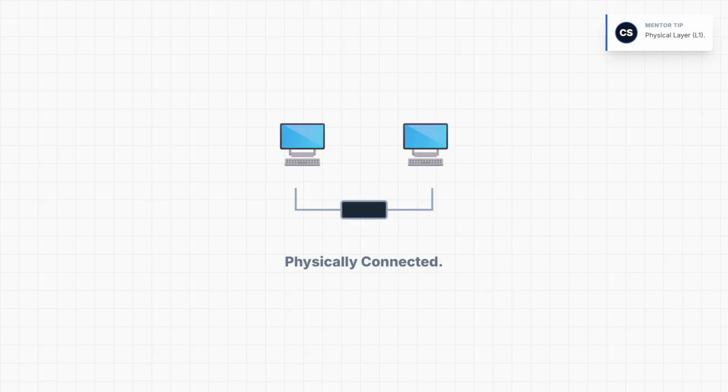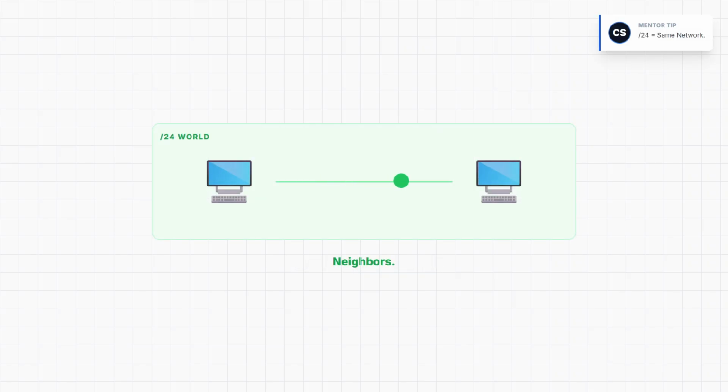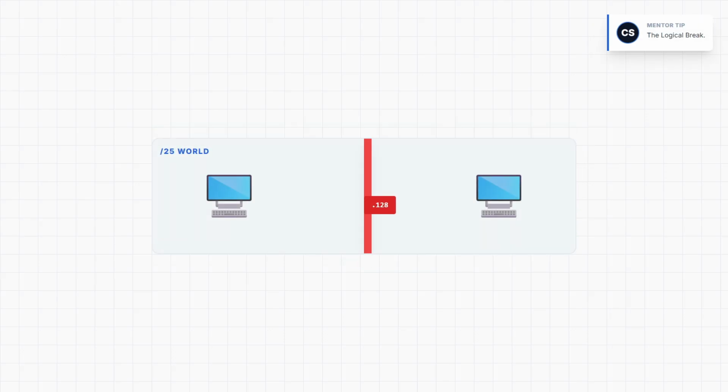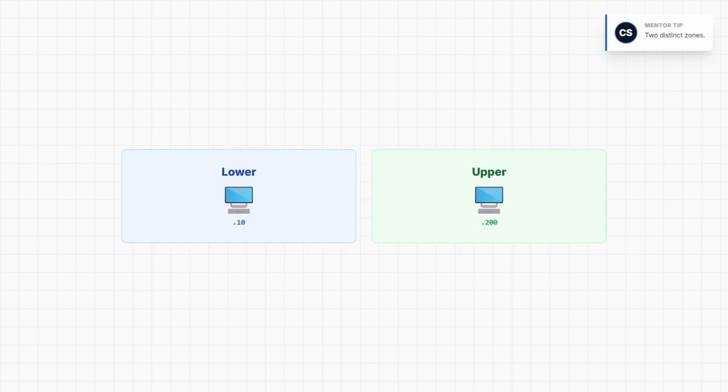In the old /24 world, these two computers were neighbors. They were on the same list. They could share files instantly. But in this new /25 world, we built a wall at .128. Computer A is in the lower neighborhood. Computer B is in the upper neighborhood.